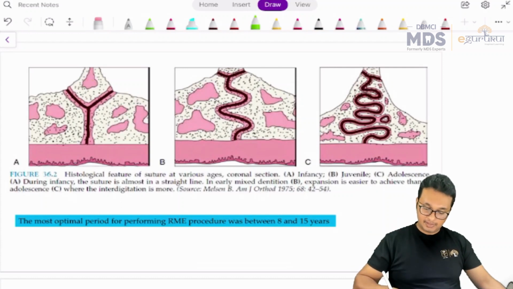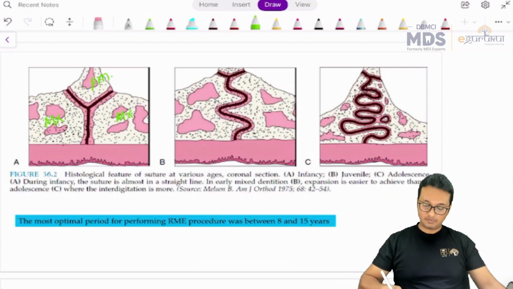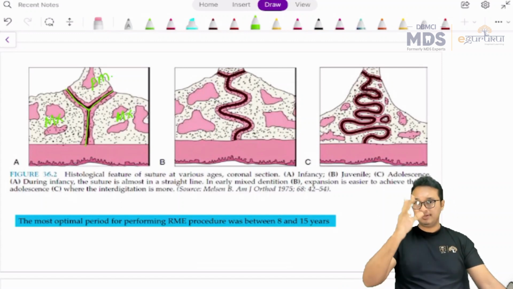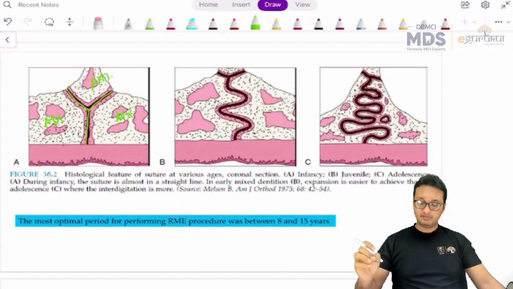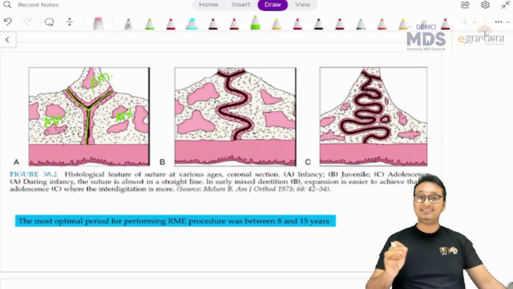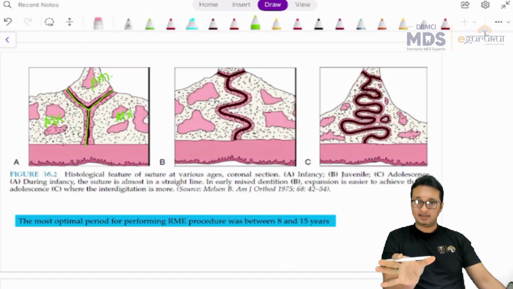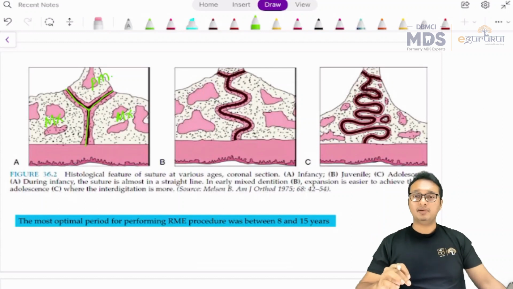So this is the premaxilla, and these are both maxillae. So the sutures are in the form of a Y or V shape, which is more or less a straight line. So if any RME protocol is instituted early in age, that is met with beneficial and more stable results, because it is easier to move the maxillae sideways, because the bones are not properly interdigitated with each other.